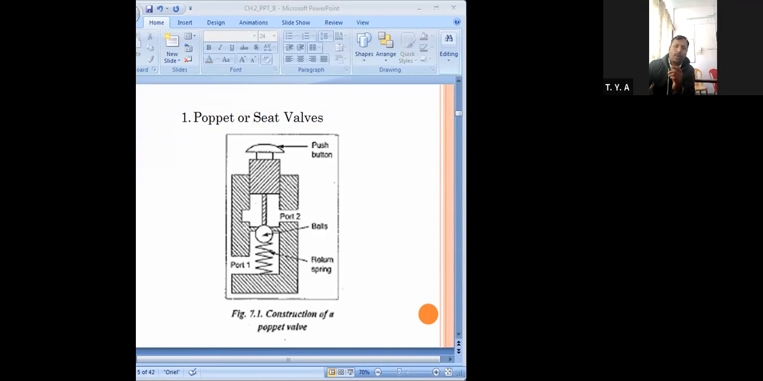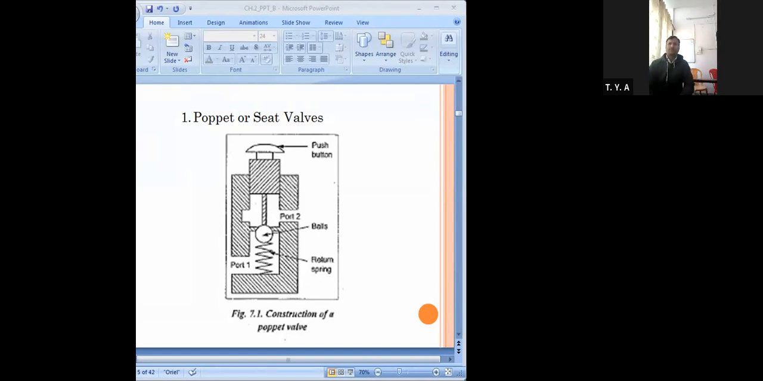For example, fluid will come from port 2, and if you push this button, that time the ball will go in the downward direction. That time the fluid will come towards port A, because the ball will be at the downward position. And if you release the push button, that time it will again return to its original position.